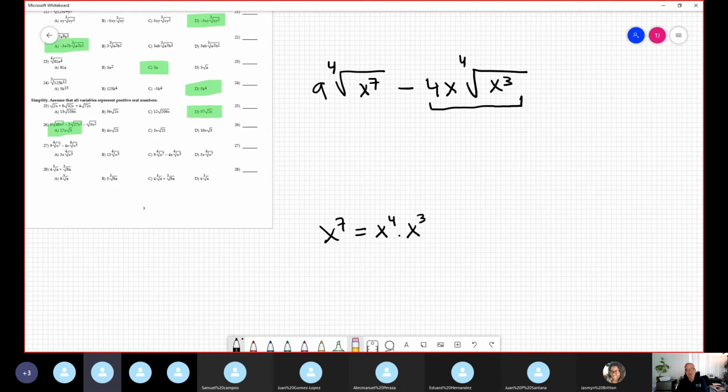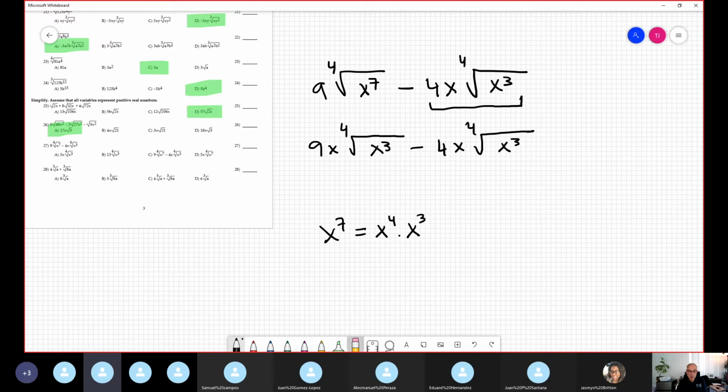Something like that. Now, these 4 go outside like a 2? No, like a 1, because 4 divided by 4 is 1. So it's 9x 4th root of x to the 3rd power, minus 4 times the 4th root of x to the 3rd power.